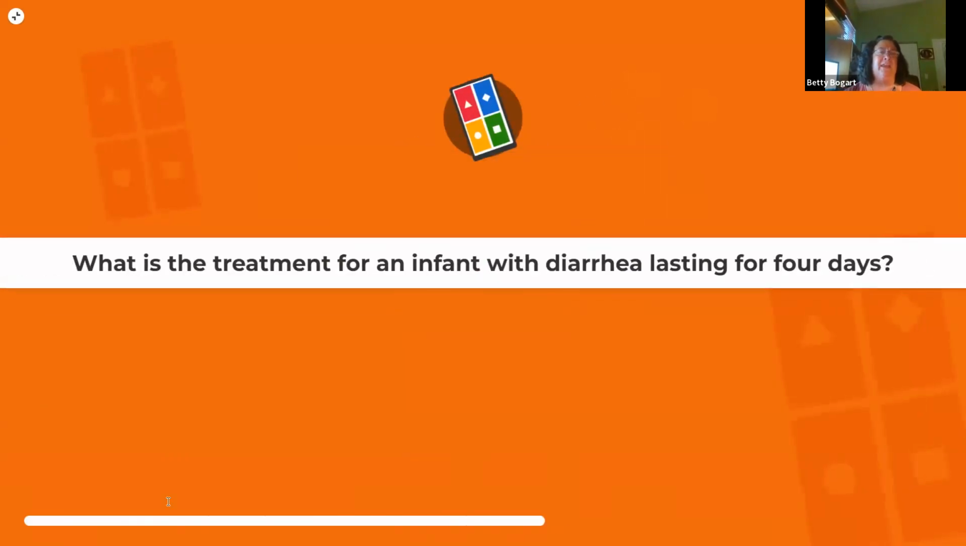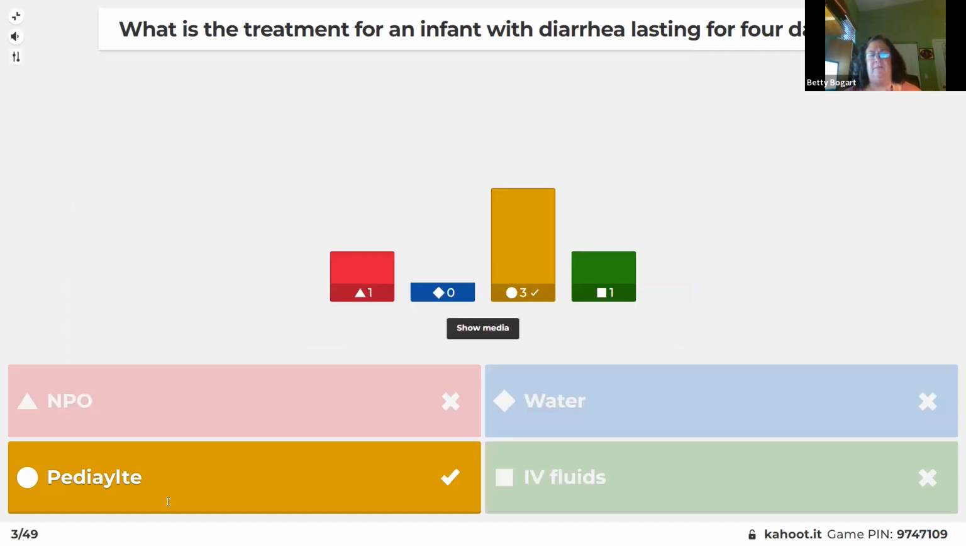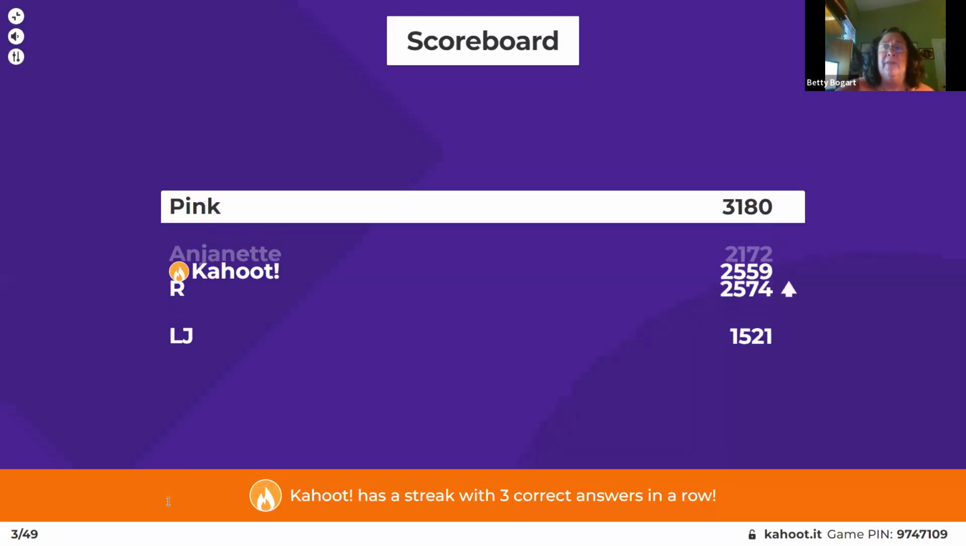What is the treatment for an infant with diarrhea lasting for 4 days? Maybe an infant, could be 8 months. It doesn't matter how old they are. With diarrhea, we're going to give fluids by mouth. We're going to give Pedialyte, Powerade, Gatorade, and we're going to introduce food, because if you don't introduce food, their diarrhea is not going to stop. They need something to tighten it up. So what they actually give is a little bit of probiotics and start feeding them very slowly, making sure they have hydration.